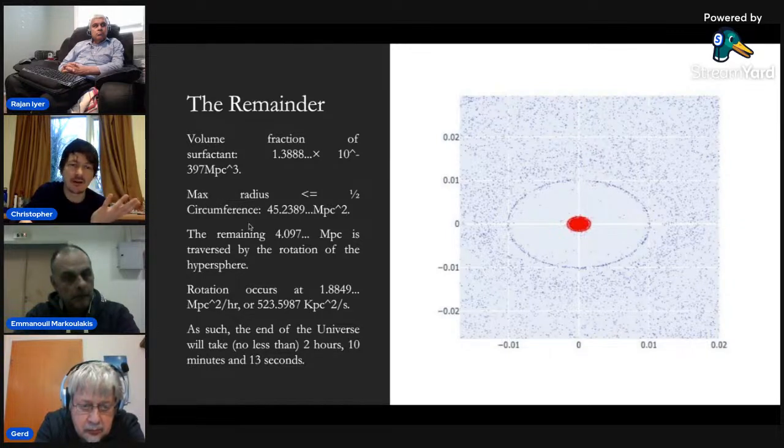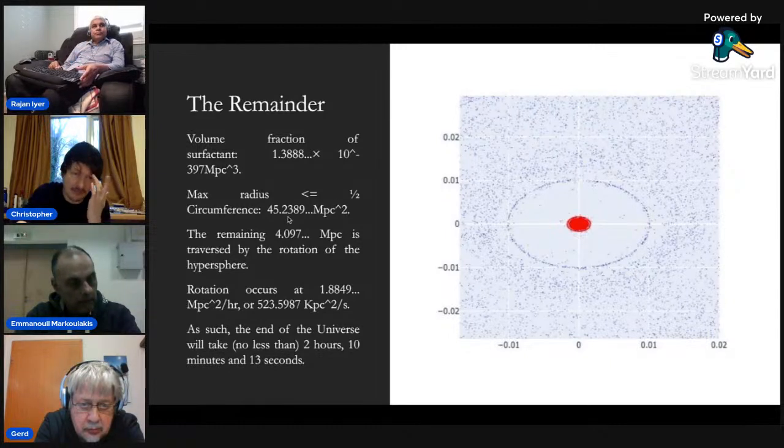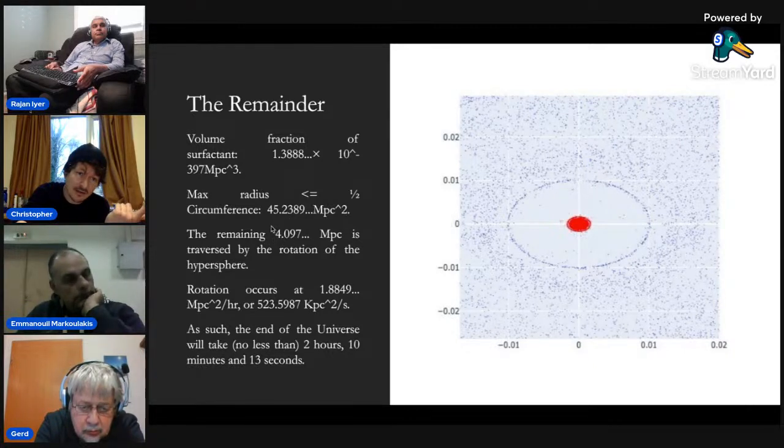But the maximum radius of our hypersphere, as determined by our previous work on a support vector machine analysis, says that the circumference is around 45.2 megaparsecs squared. So the amount that our surfactant space bubble can expand has to be less than half of that. And based on the previous equation with the speed, there's a certain amount left over, which is 4.09 megaparsecs.